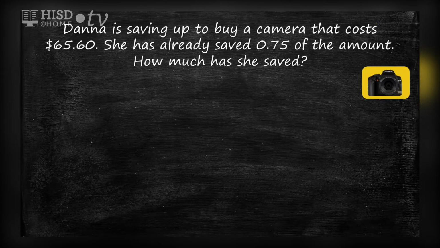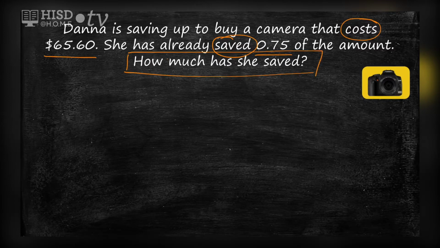Let's explore the following situation, and we're gonna use the strategy cubes in order to facilitate our answer. So we have Dana is saving up to buy a camera that costs, first keyword, $65.60. She has already saved, that's another keyword, 3/4 of the amount, or 0.75 of the amount. How much? So this is going to be my question, so I'm just going to put a box. How much has she saved?